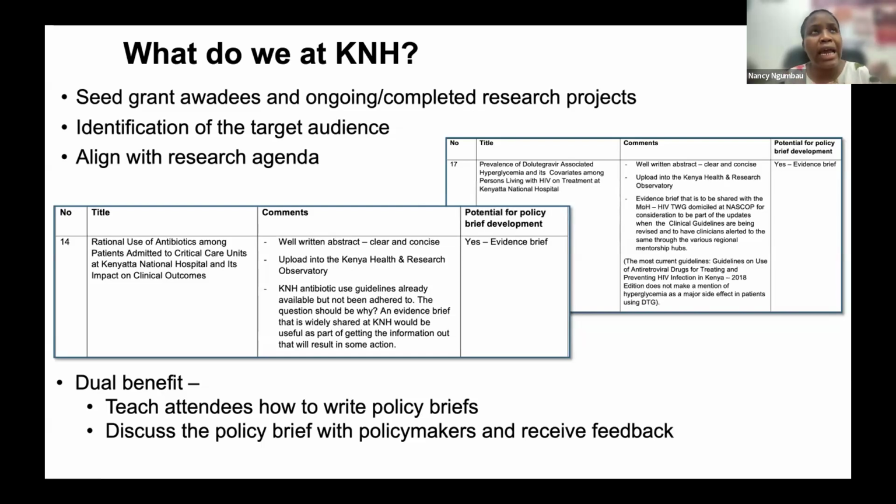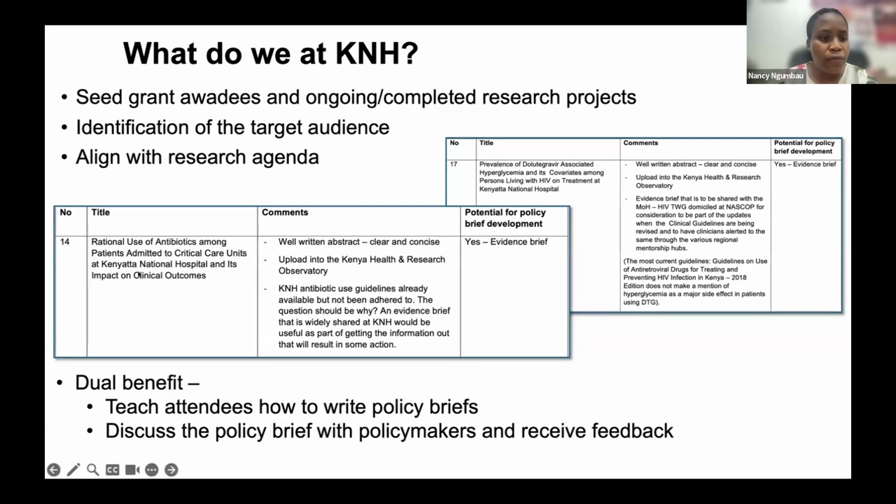And then we try and align with the research agenda that is there within the policies. And I've actually put screenshots of what we do. So we create the list using the title, and we usually even send abstracts to the Ministry of Health, the Division of Research, and we outline the title and the abstract, and we ask them, is this something you'd be interested in? Just provide comments in terms of that list, what you'd be interested in. Do you see it as a potential for a policy brief? And they give us very good feedback.